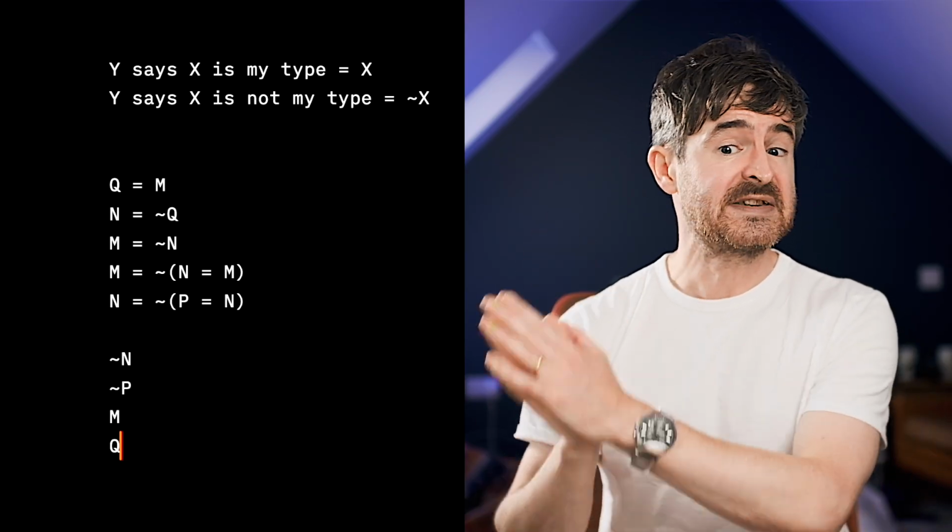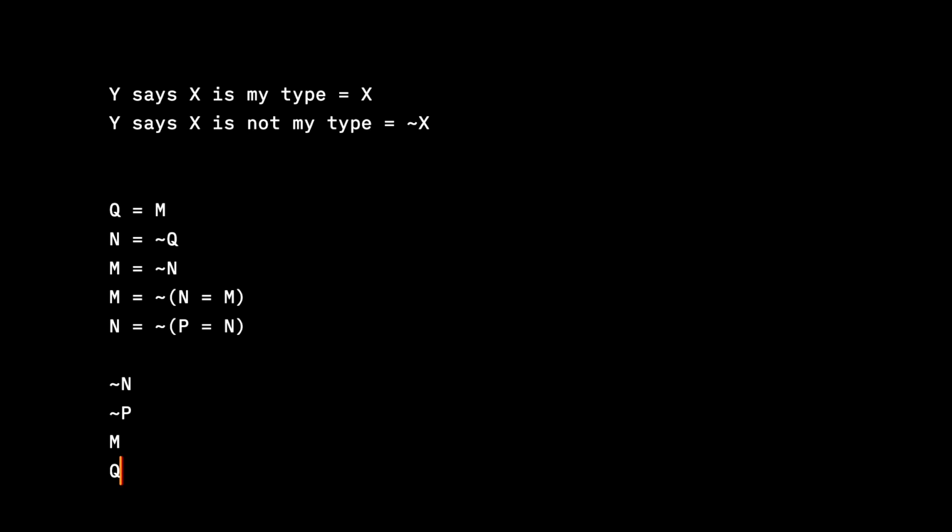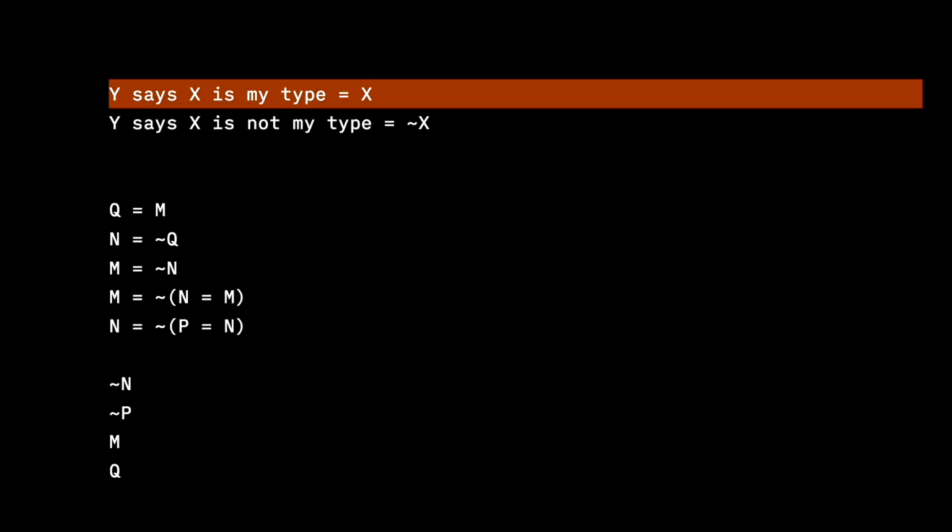Super quick. We didn't need the truth table. It would have 16 lines, pain to draw it out. We don't need to go that way at all. Really easy to do that once we know this trick here. If somebody says X is my type, that just means X. And if somebody says X is not my type, that just means not X.